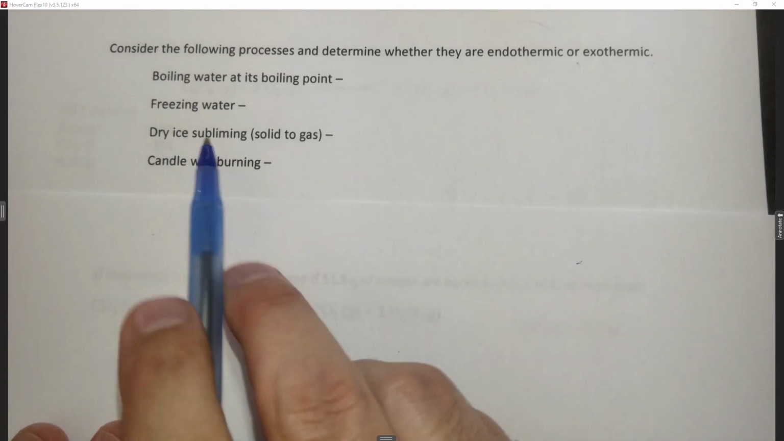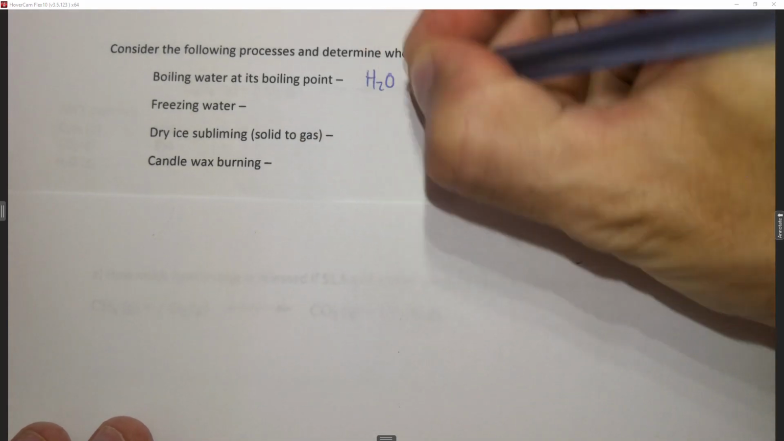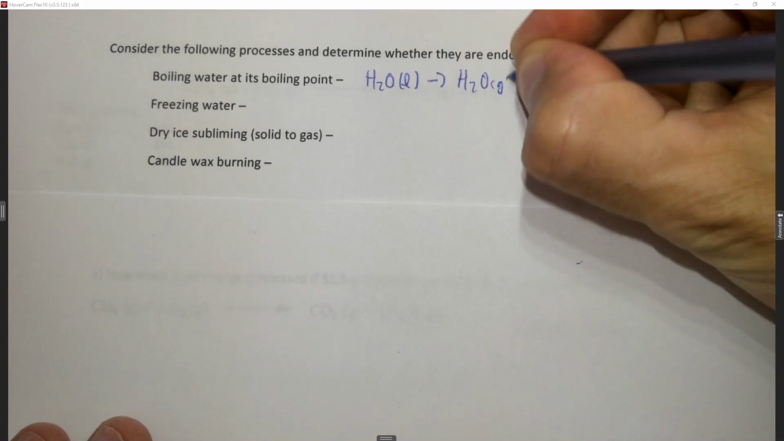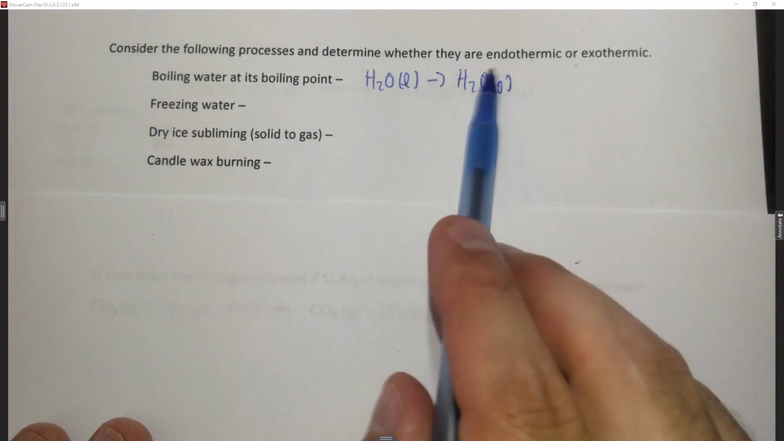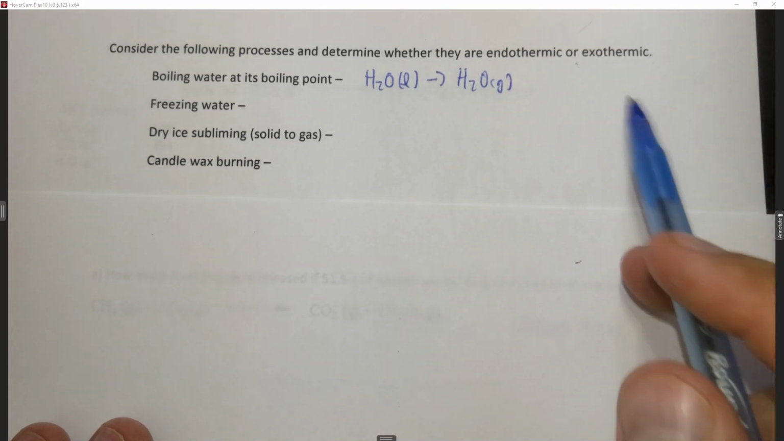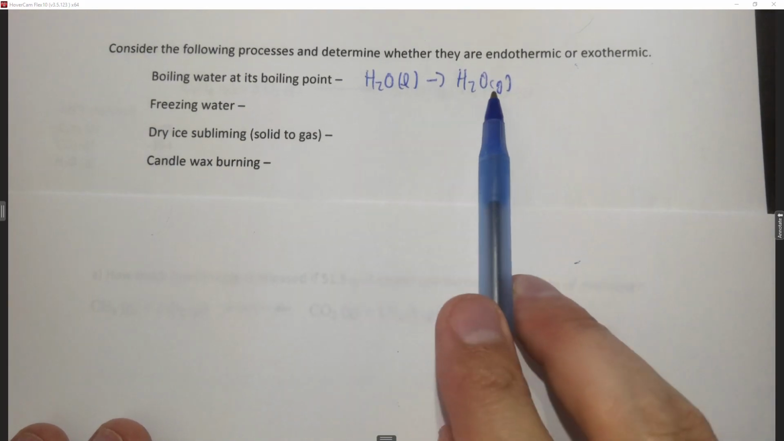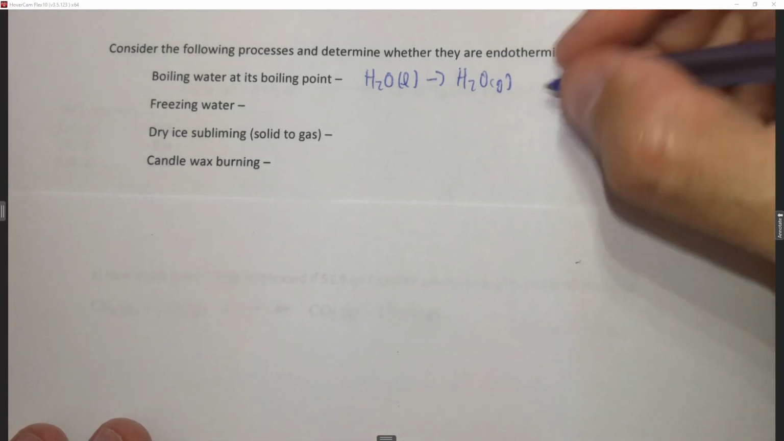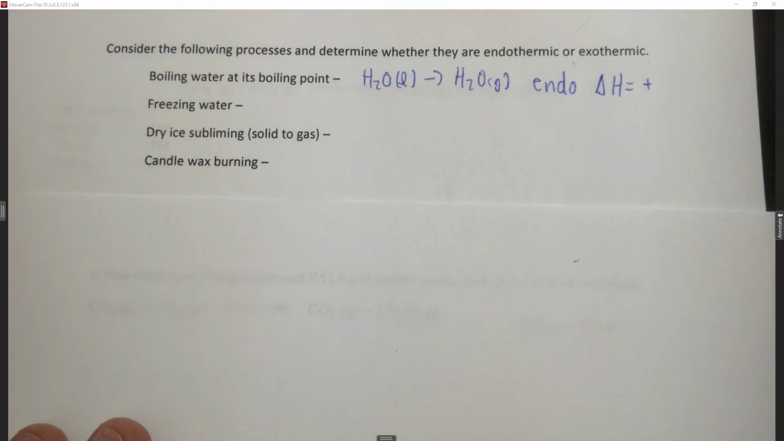So let's look at boiling water at its boiling point. What we have is H2O liquid going to H2O gas. And what you want to ask yourself is, do I have to put heat in? Endothermic means absorbs heat energy, and exothermic means releases heat energy, or does heat come out when this process happens? To turn water from a liquid into a gas, I have to put heat in. Therefore, this process is going to be endothermic, or said another way, delta H is positive.